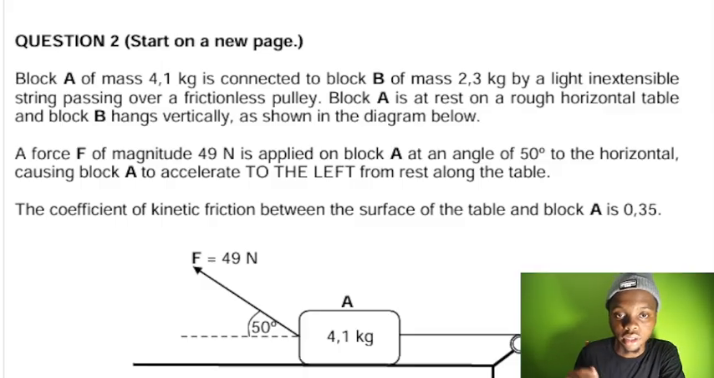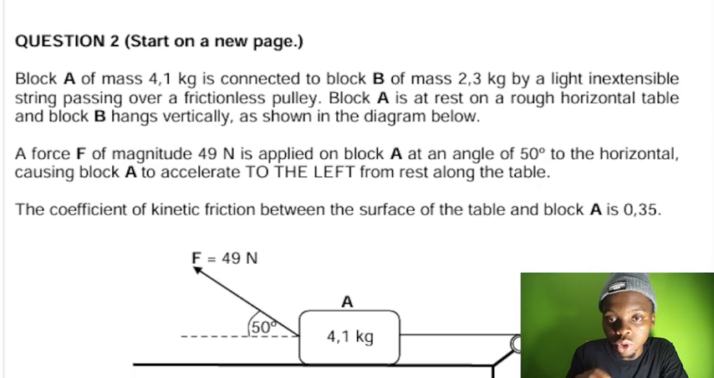Okay, now here we have a block A of mass 4,1 kg connected to block B of mass 2,3 kg by a light inextensible string passing over a frictionless pulley. Block A is at rest on a rough horizontal surface and block B hangs vertically as shown in the diagram below. A force F of magnitude 49 is applied on block A at an angle of 50 degrees to the horizontal, causing block A to accelerate to the left from rest along the table. The coefficient of kinetic friction between the table and block A is 0.35.